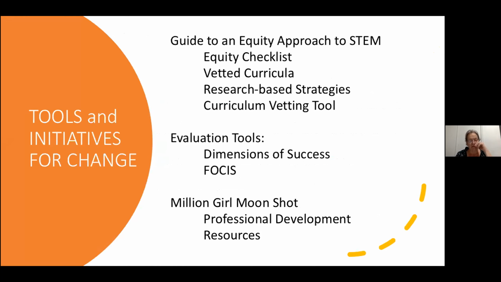Evaluation tools. There's the DOS instrument, which you probably know about. I know some of the folks in your network have had the training. And there's the focus instrument. Both of these will let you know, are the kids getting the message? Are they engaged? Are they developing a STEM identity? And then there's some great initiatives out here. The one I included is the Million Girl Moonshot, which is supported by the STEM Next Opportunity Fund and the Mott Foundation. And that brings lots and lots of resources to your network.